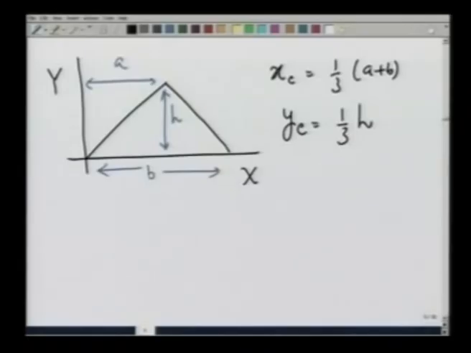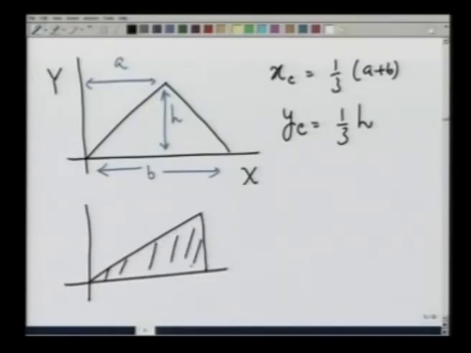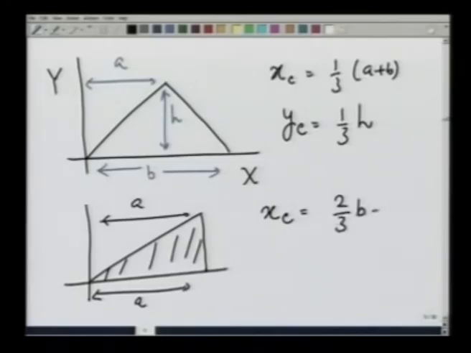You can see that y coordinate is 1/3 of the height and x coordinate is 1/3 of b plus a. So suppose I had a triangle like this, an area which is triangular of this shape. In that case, a and b are going to be the same, so that xc in this case would become 2/3 of b or 2/3 of a, and yc is obviously equal to h over 3. So we've calculated the centroid for a triangle.